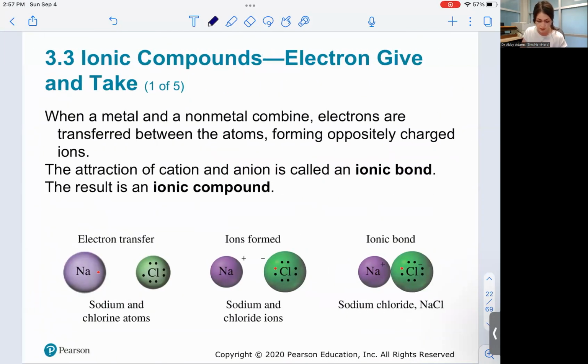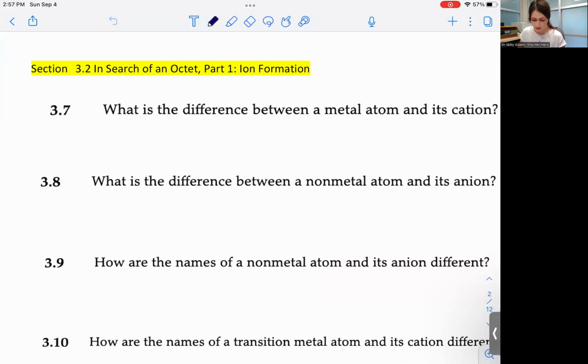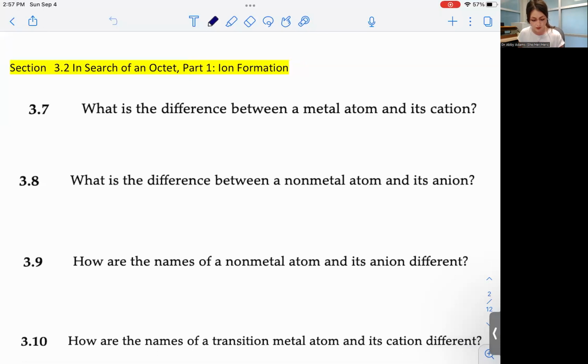Okay, so we're not going to do 3.3 in the video. We are going to, and feel free to pause between 3.1 and 3.2 if you want, do some more problems. All right, 3.7. What is the difference between a metal atom and its cation? All right, so let's see the difference between a metal atom and its cation.